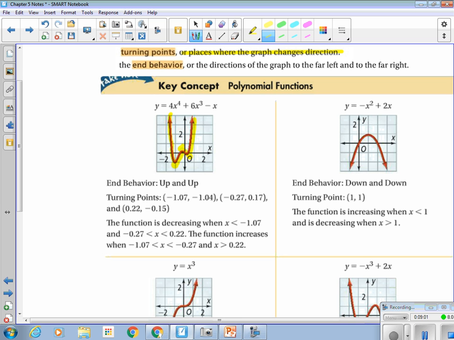The end behavior is the direction of the graph to the far left and to the far right. We're going to concede that there may be some wiggling going on in the middle, but as you go out to negative infinity and as you go out to positive infinity, the graph gets pretty consistent. It's either going up all the way, going down all the way, or reaching an asymptote behavior. Okay, so make sure you sketch this graph on your paper.